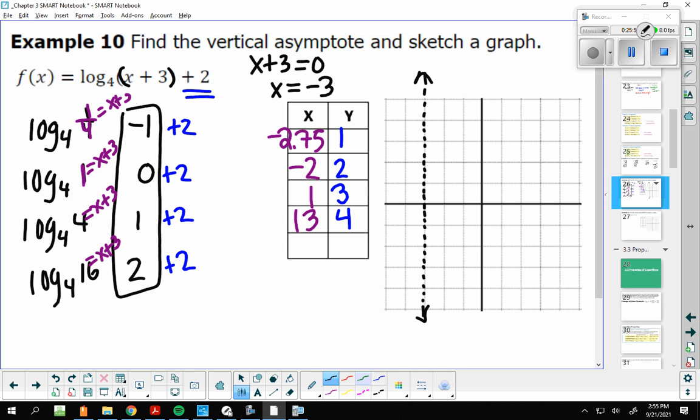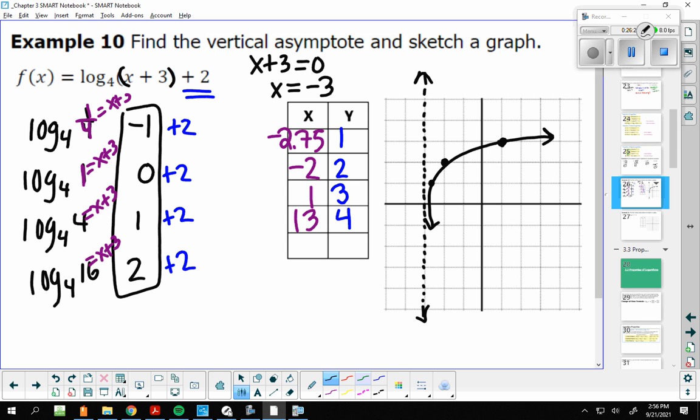And then let's plot our points. Negative 2.75 up 1. Negative 2 up 2. 1 up 3. Make sure you guys go over to positive 1, instead of just negative 1. So positive 1 up 3. And then 13, 4 is off my graph. So there's our logarithmic function. That's confirmation that we did it right because it's approaching my asymptote. So I'm like, yeah, that makes sense. We know we have the correct values then.